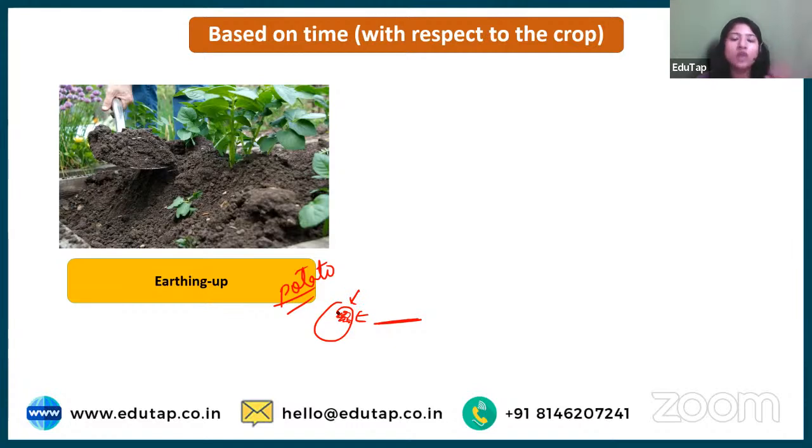To avoid that, that green toxin is produced because of the direct contact with the sunlight. That is why earthing up is done after every 20 to 25 days. Basically the side soil is pushed up around the lower portion of the plant, because potato is grown below the ground. So the lodging up of the soil is done around the plant, to protect it.